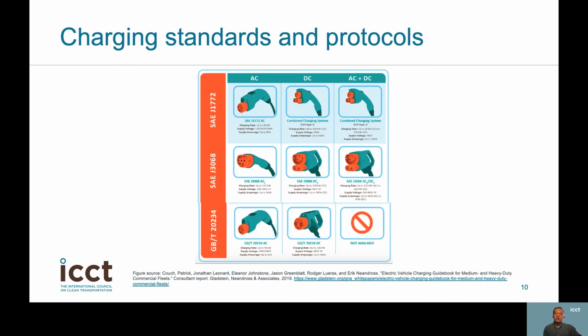Another way to distinguish charging is through the different charging standards and protocols of communication between BEBs and EVSE. In the United States, most BEBs are equipped with at least one of the three standard plug-in charging interfaces. For lower power AC charging, less than 20 kilowatts, the Society of Automotive Engineers SAE J1772 AC interface is typically specified.